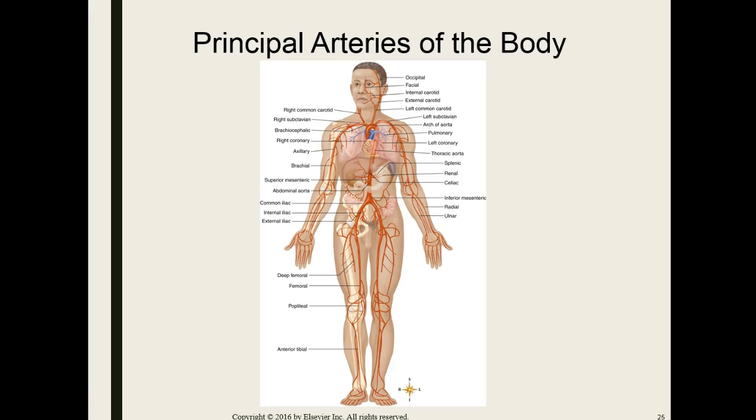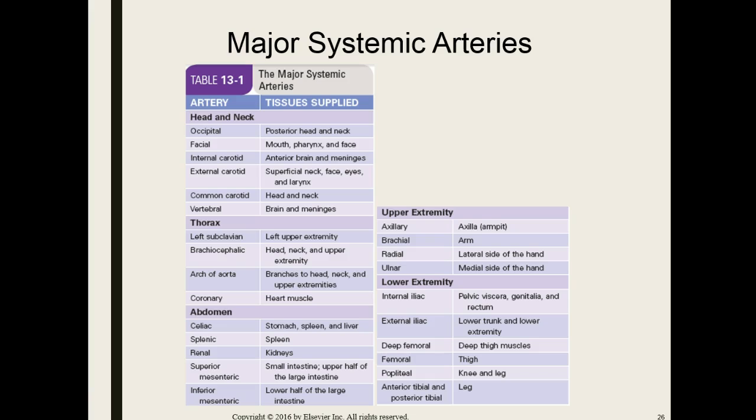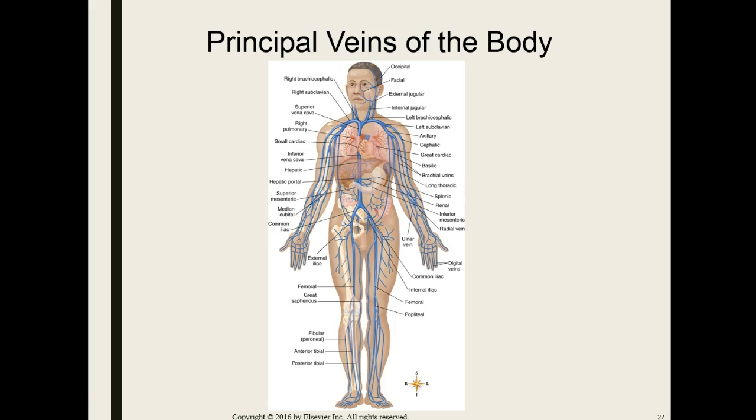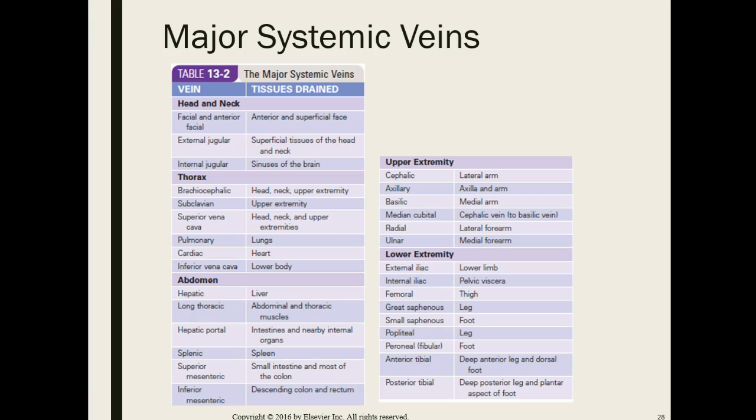So this diagram just shows the different arteries found in the body. And then there's a chart that goes along with it, and these are in your book as well. And then we have the veins and the chart for those too.